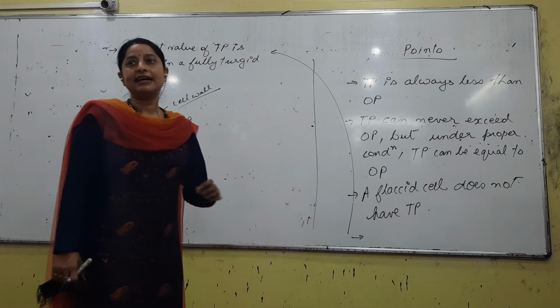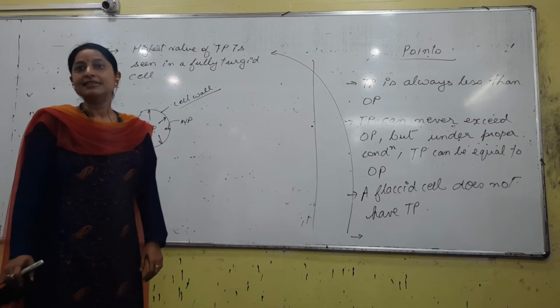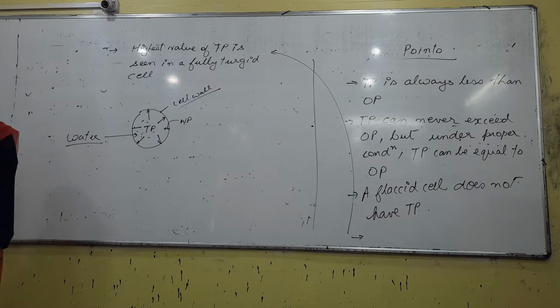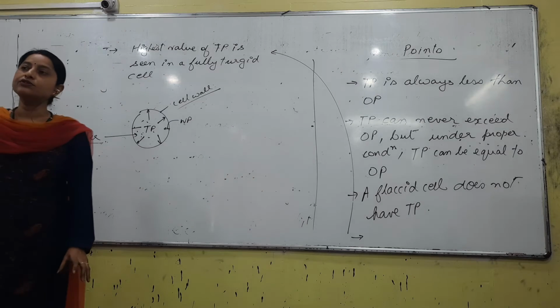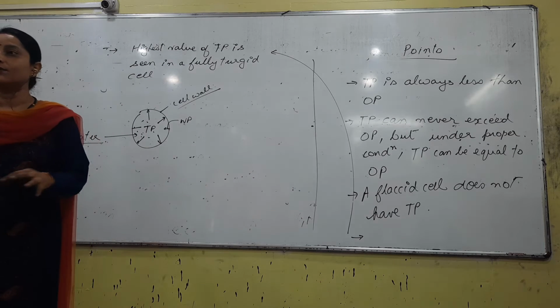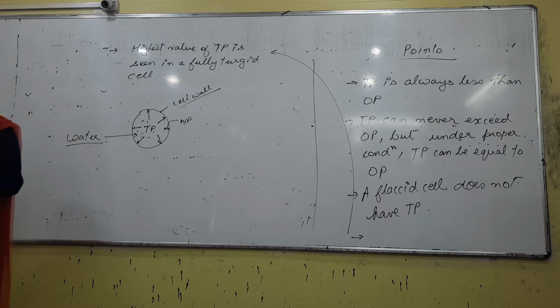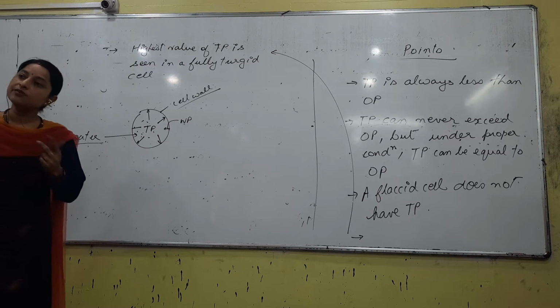What is a flaccid cell? A dry cell is called a flaccid cell. Since it is dry, it does not have water, so it does not have TP. I said TP is the pressure of the protoplasm, because of the liquid entering from outside. So it is the pressure of the liquid, but by definition, for a cell we say it is the pressure of the protoplasm, since the protoplasm is inside the cell.